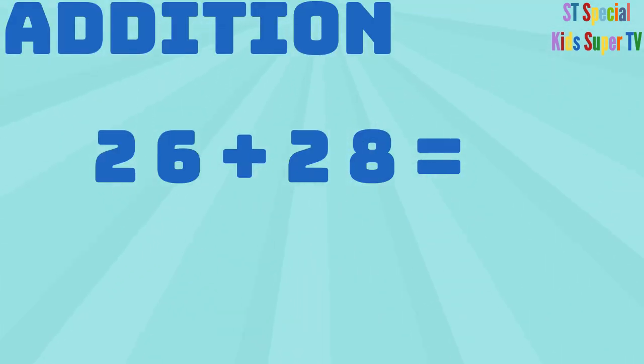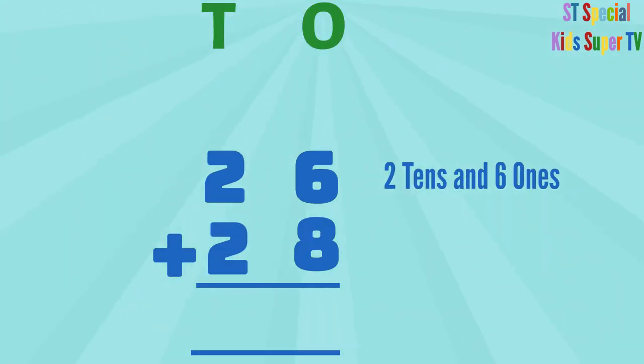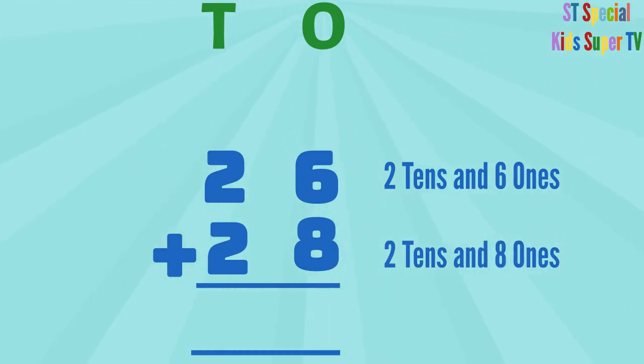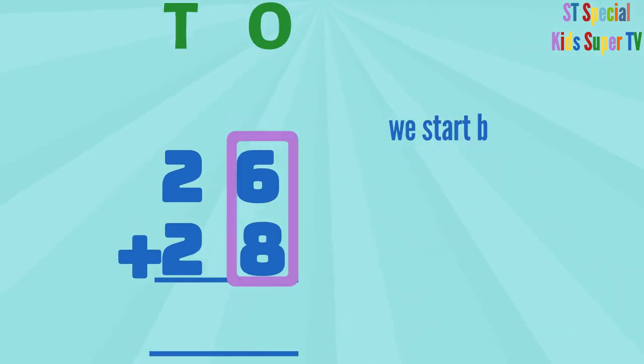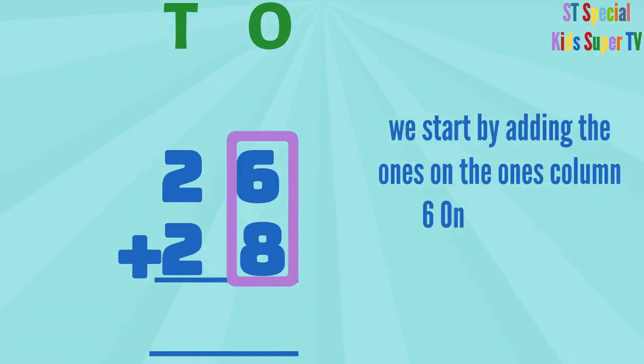Let's now calculate 26 plus 28. 26 has 2 tens and 6 ones, while 28 has 2 tens and 8 ones. We start by adding the ones in the ones column. 6 ones plus 8 ones.